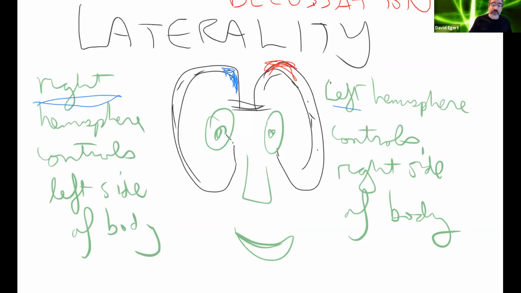Other things about laterality. I'm sorry, Professor Eggert. So the neurons would decussate to the other side of the brain. Is that how you would use that term? Yeah, you could say decussate. Okay.